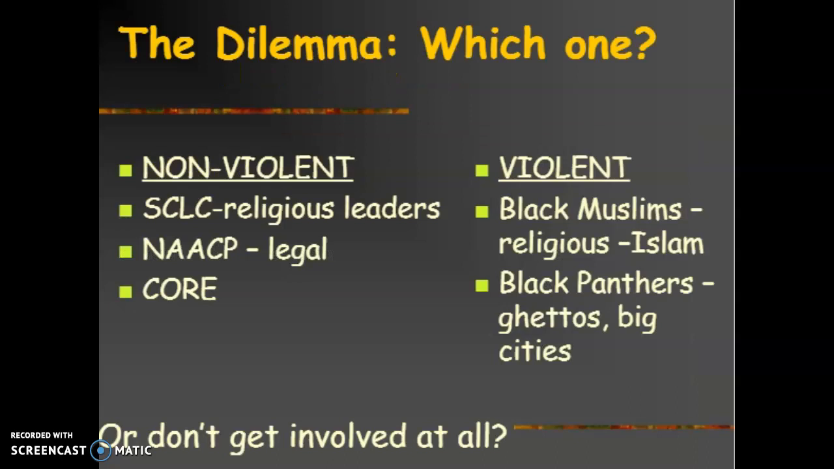So, last thing is, people always had a dilemma in dealing with the civil rights movement. And so what I want you to think about now is, which one would you be involved in? Or do you not get involved at all? Okay, would you be a part of that nonviolent group? Would you be a part of that violent group? Which would you be most willing to fight for, and why? So think about that in your thought processes that you're going through with the civil rights movement.